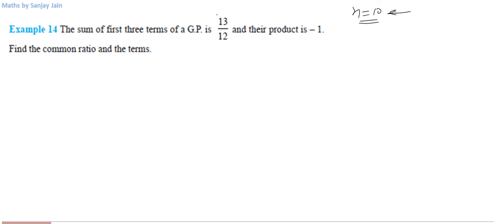Now another possibility is when R is equal to minus 3 by 4, right? When R is minus 3 by 4 and A is minus 1, so A by R will become 4 by 3 and A is minus 1. A into R will become 3 by 4. So these are the terms when R is equal to minus 3 by 4, and these were the terms when R is taken as minus 4 by 3, and we need to write both the answers because both are correct.